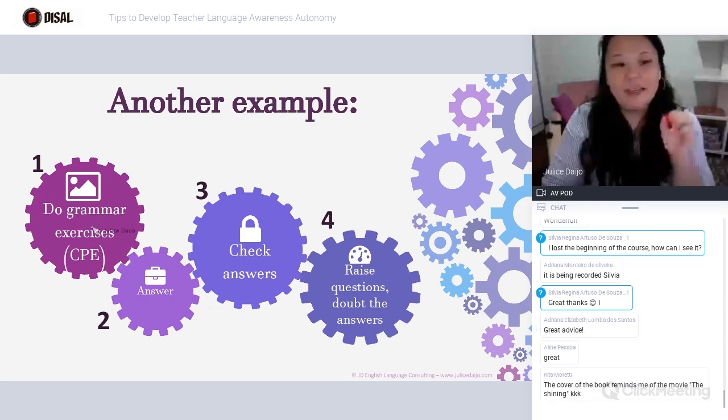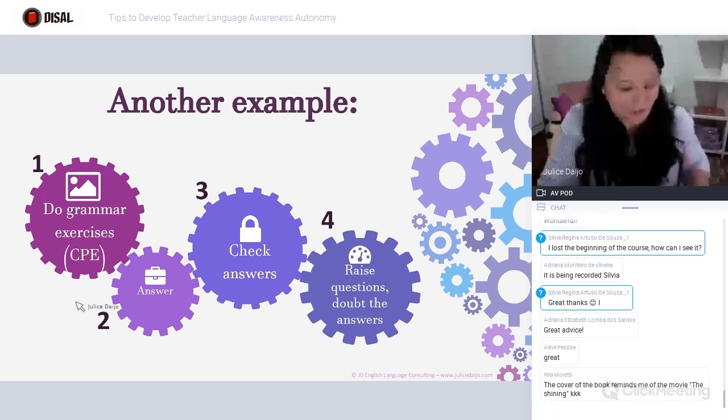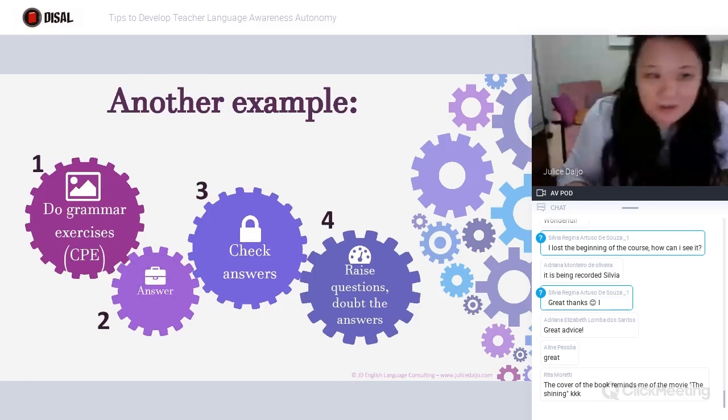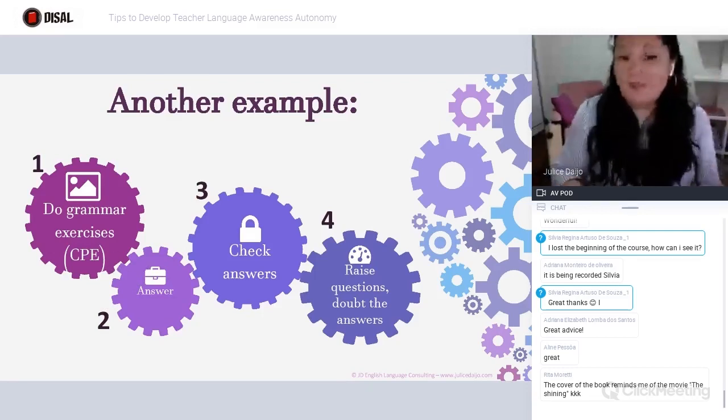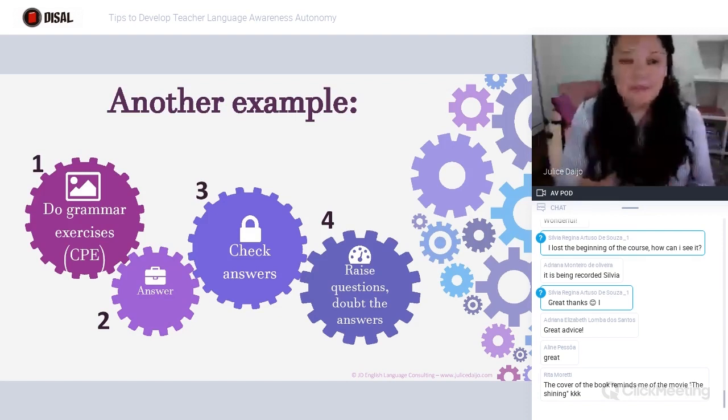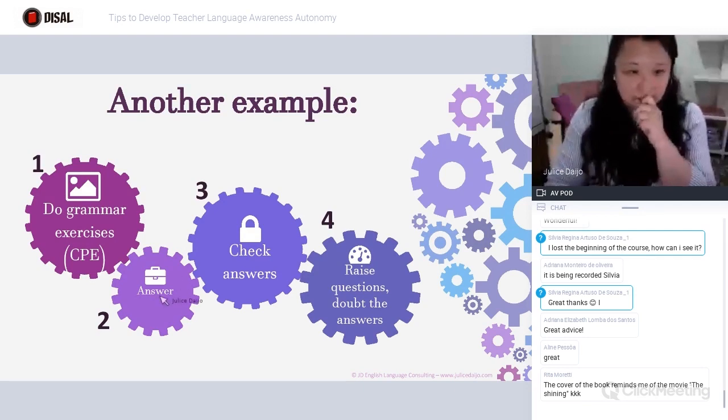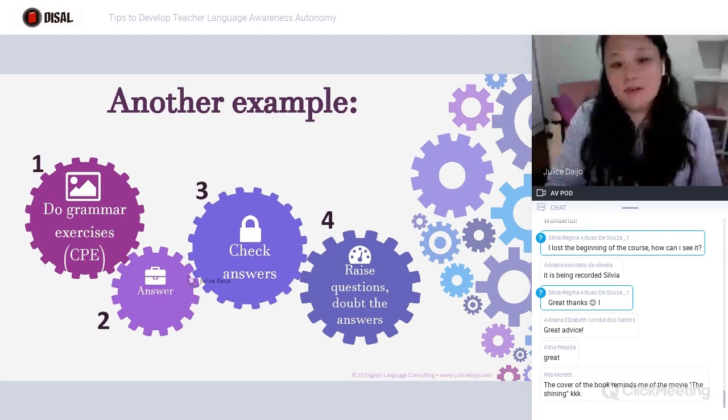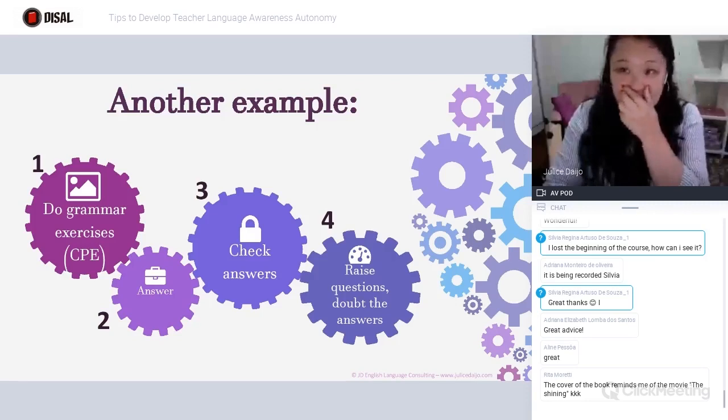A lot of teachers like to do grammar exercises, or sometimes they get CPE or CAE books, which is really nice, and they start doing it from cover to cover. I love the idea. I always encourage my students to do that. So they answer the exercises, they check their answers, and stop here. So let's go beyond. To raise your awareness on your own, what you can do is raise more questions, and you can always doubt the answers. So it would be something like this.